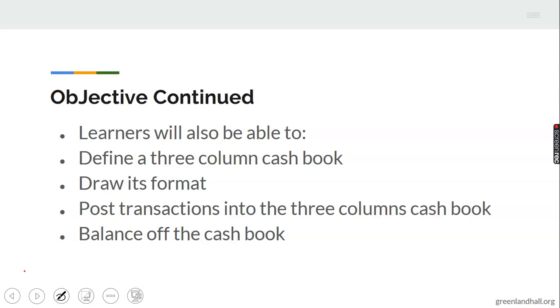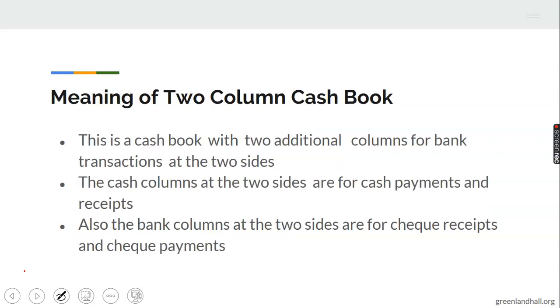In addition, you are expected to be able to define a 3-column cash book, show its format, post transactions into the 3-column cash book, and then balance the 3-column cash book.